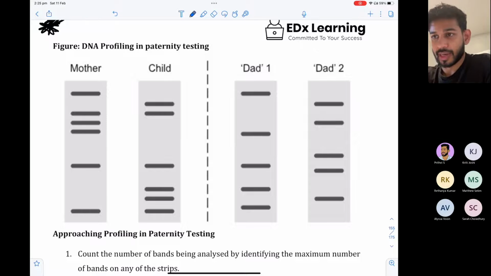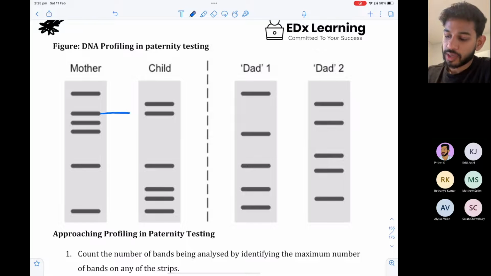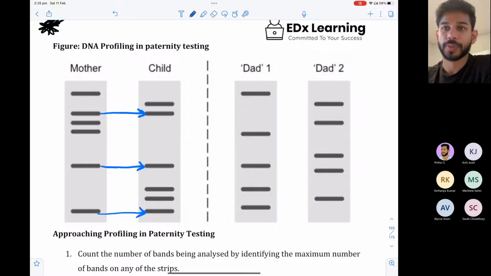Now, remember what I told you. Treat each band like an allele. Remember, each band is 1 fragment of DNA. Treat it like an allele. What do we say about the child's alleles? A child inherits 2 alleles, one from one parent, and the other allele from the other parent. Does that make sense to everyone? So the first thing you do is match up the alleles between the mother and the child, because they must have come from the mother.